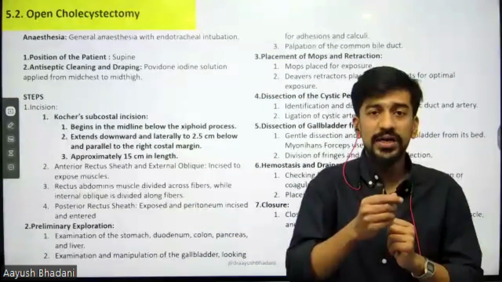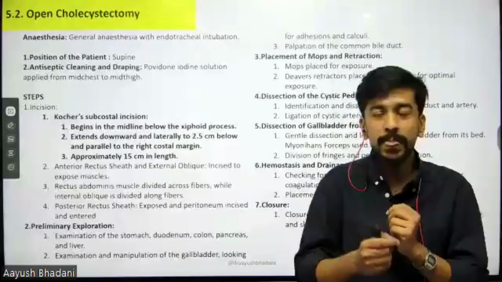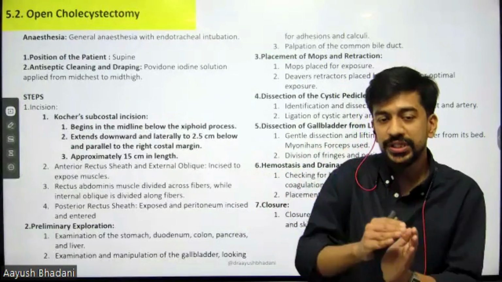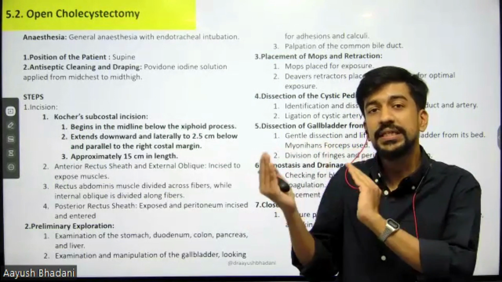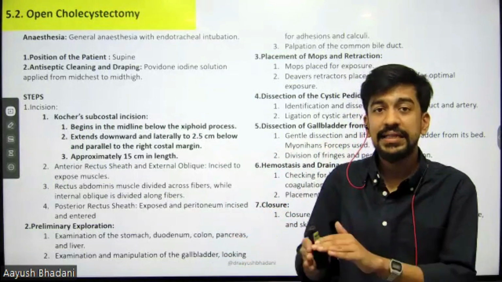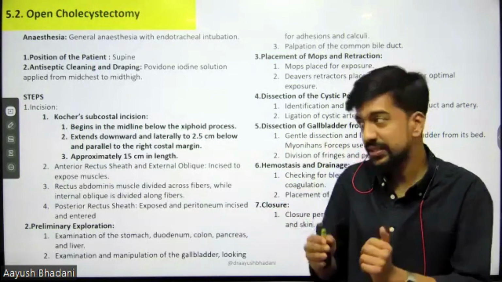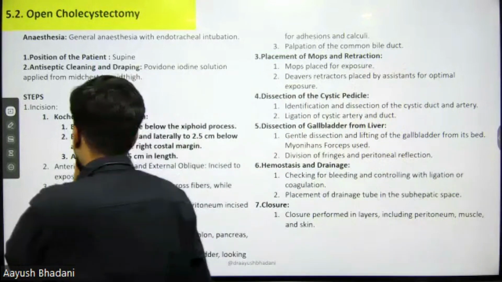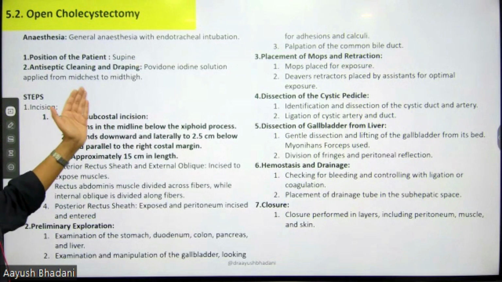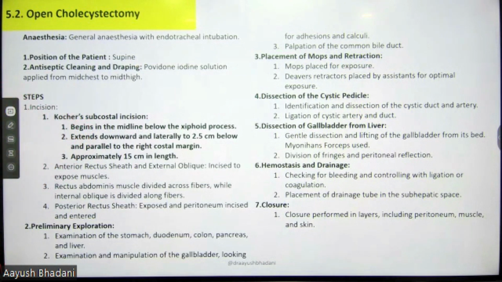Again, take out the gallbladder from the liver bed using a cautery and close all the layers as you opened them. So first you'll be closing the peritoneum, then the external oblique, the rectus abdominis, and then the subcutaneous tissue and the skin. That's what we are going to learn. Why I've highlighted the Kocher's subcostal incision is because this is a short question which you might be asked when you get that open chole card: describe the Kocher's subcostal incision.